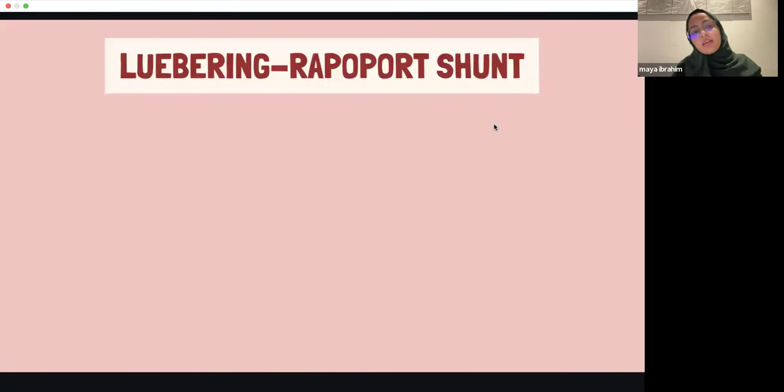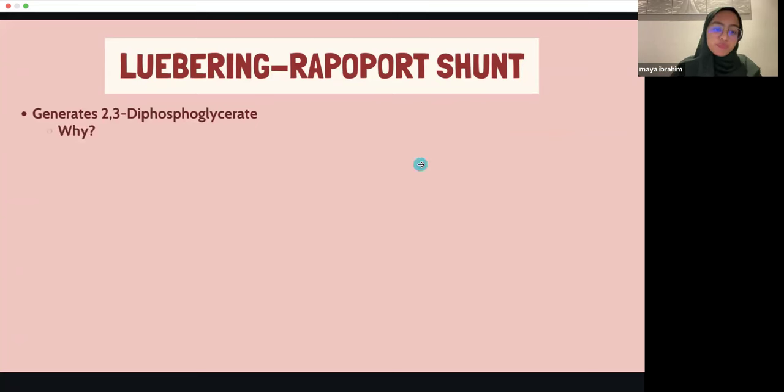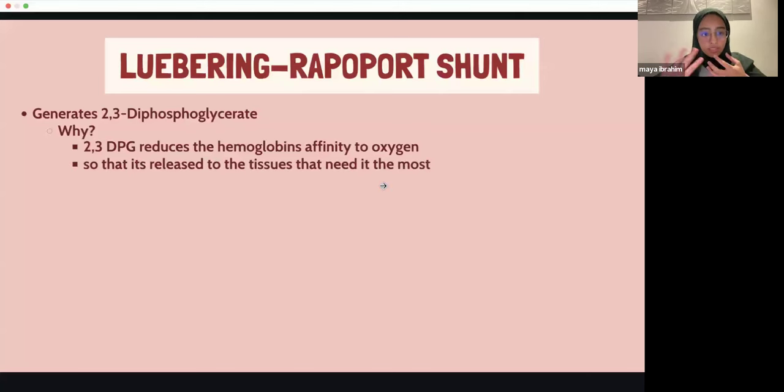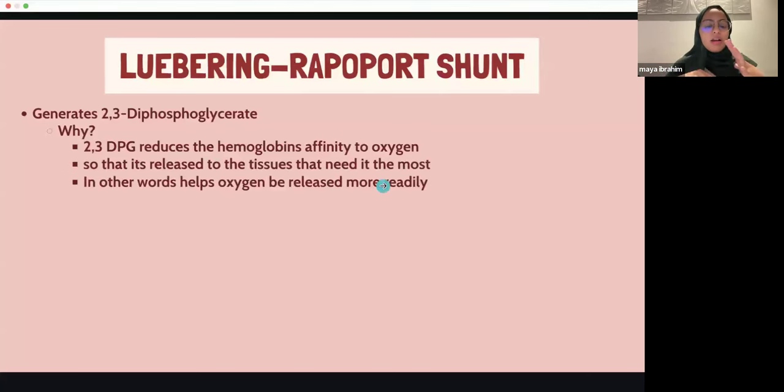Now onto the second pathway, the Luebering-Rapoport shunt. What does this do? It generates 2,3-diphosphoglycerate. What is this and what does it do? This molecule reduces the affinity of hemoglobin to oxygen. Why would we want to do that? Because when hemoglobin is carrying the oxygen, we want this oxygen to be released readily to the tissues. So it's releasing it to the tissues that need it the most. In other words, it's helping the oxygen be released more readily because we're decreasing the hemoglobin's affinity to oxygen, so oxygen can be released into the tissues.